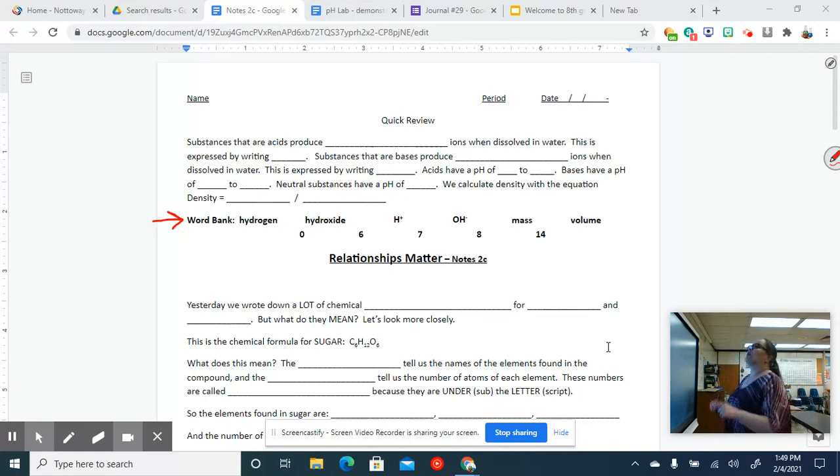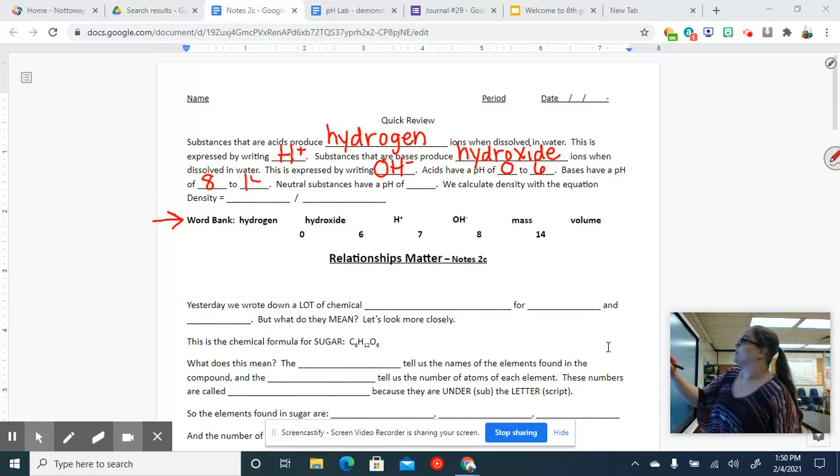Okay, here we go. Substances that are acids produce hydrogen ions in water, and this is expressed by writing H+. Substances that are bases produce hydroxide ions in water, and that's expressed by writing OH negative. Remember boy bands, O, and I hate boy bands, and that's negative. Acids have a pH of 0 to 6. Bases have a pH of 8 to 14. Neutral substances have a pH of 7.